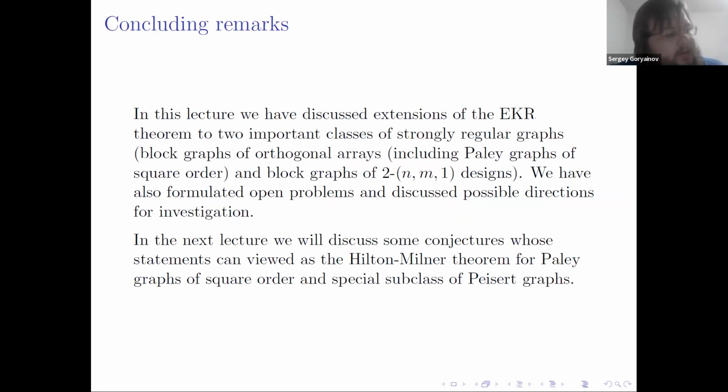And let us complete this lecture with some concluding remarks. In this lecture, we have discussed extensions of the EKR theorem to two important classes of strongly regular graphs. The first is the block graphs of orthogonal arrays, including Paley graphs of square order, and second, the block graphs of 2-(v,k,1) designs. We have also formulated open problems and discussed possible directions for investigation.